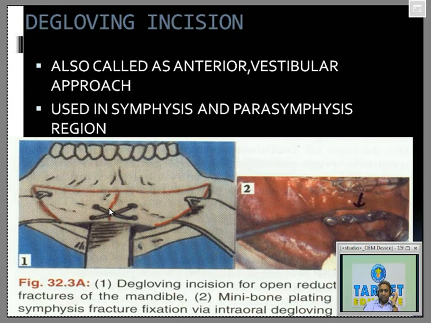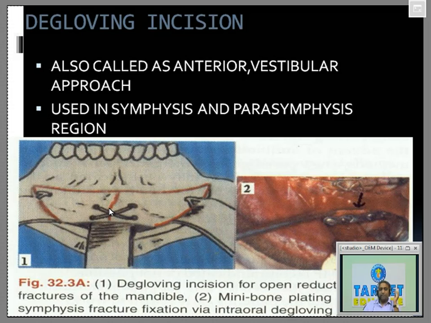You have to make an incision from canine to canine, in the deepest portion of the vestibule below the attachment of the gingiva, and then you need to raise this mucoperiosteal flap up to the inferior border of the mandible. So you can see any fractures in the symphysis or parasymphysis region.